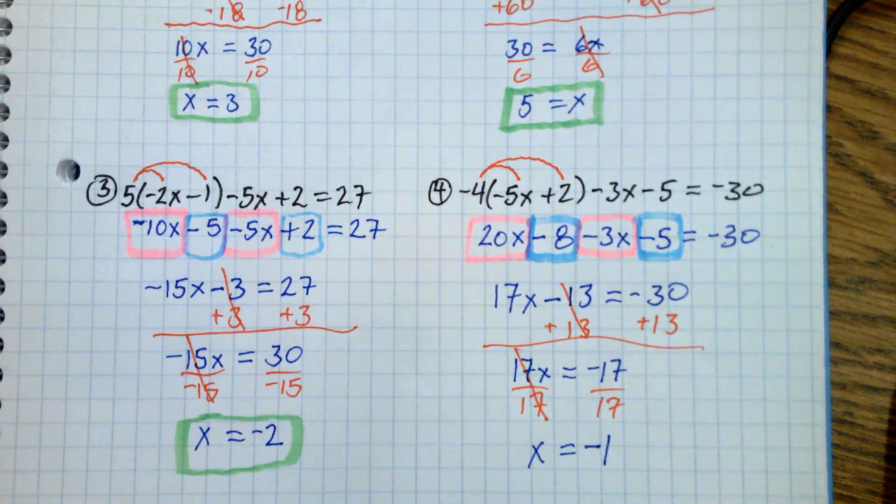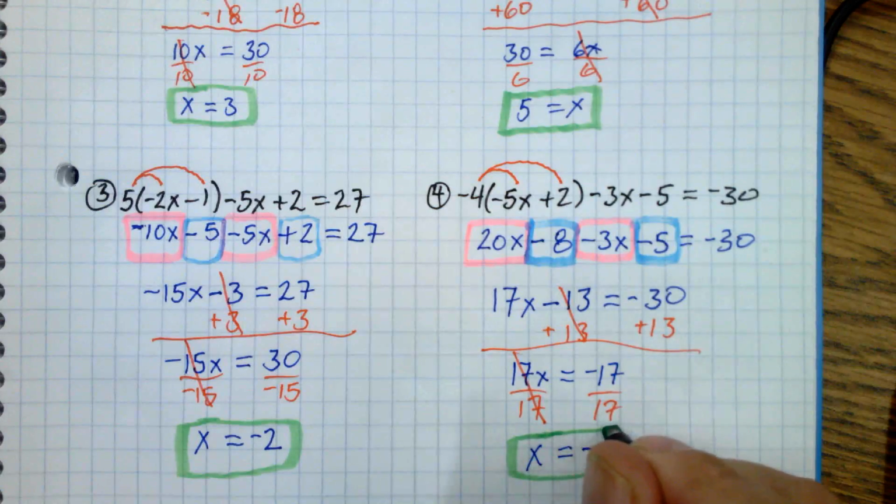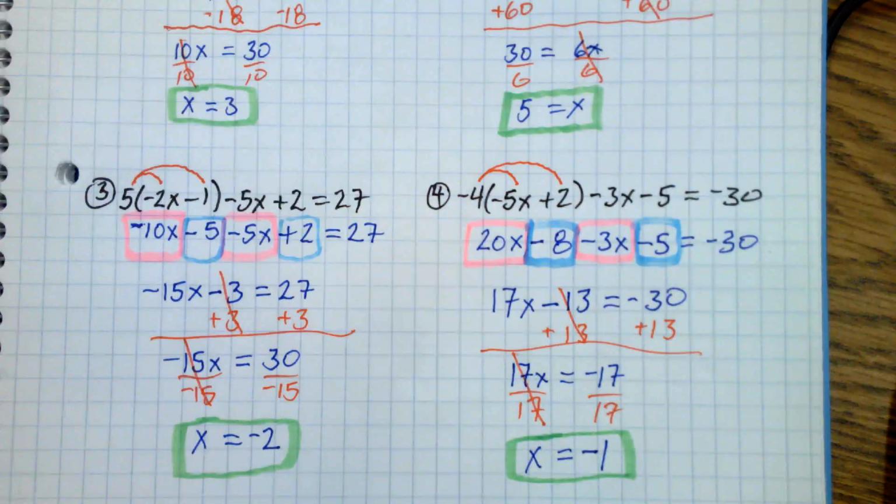Okay. So this is what we're going to be working on today. Types of equations similar to these. I want you to get comfortable with this process. Distribute, combine like terms. Like I said, we don't have to worry about getting the variable on one side today. And then the rest of the steps. All right. So we'll work on that.